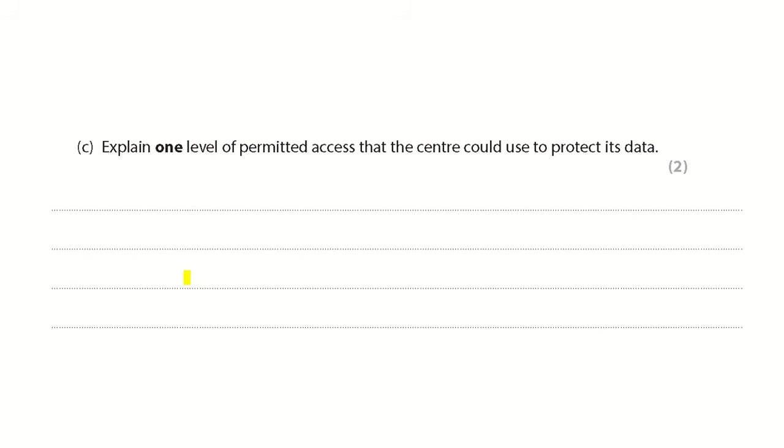So part C, it says explain one level of permitted access that the centre could use to protect its data. So again, it is an explain question, so that's point and expansion, and they want 1. And they want us to explain one level of permitted access. So there are lots of different levels of access. You've got to explain 1, point, expansion.